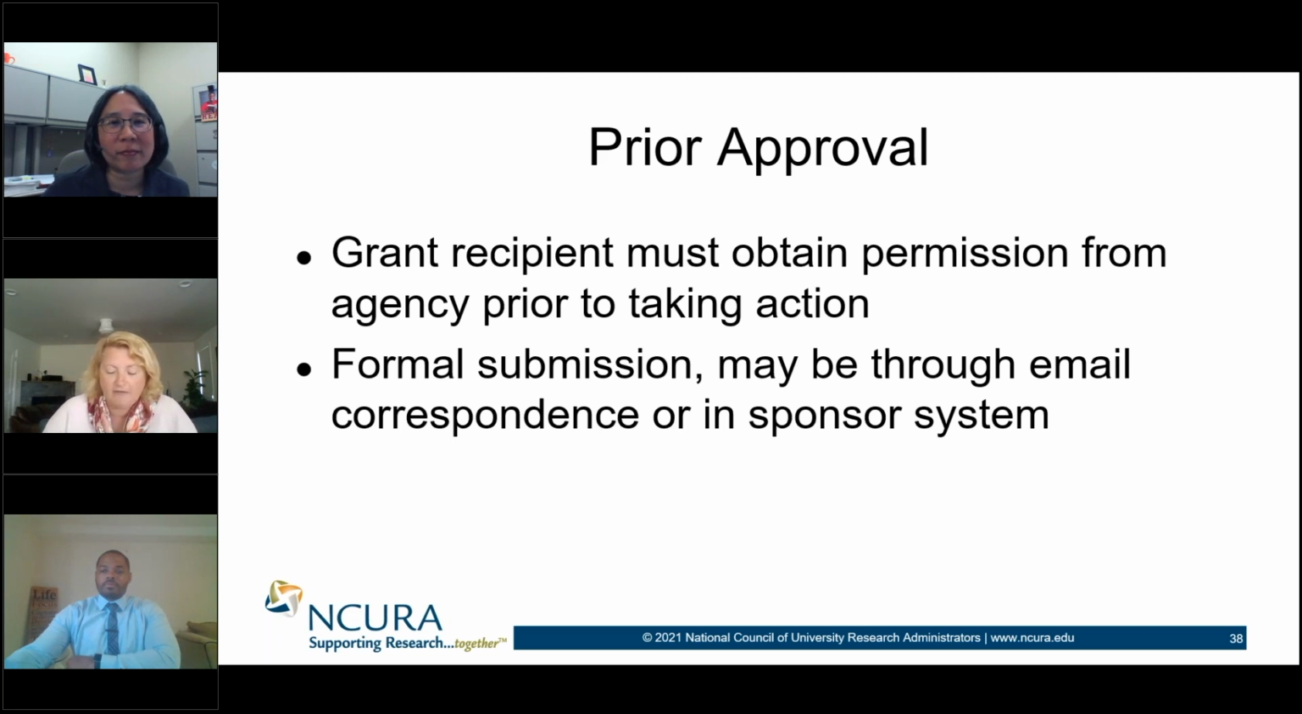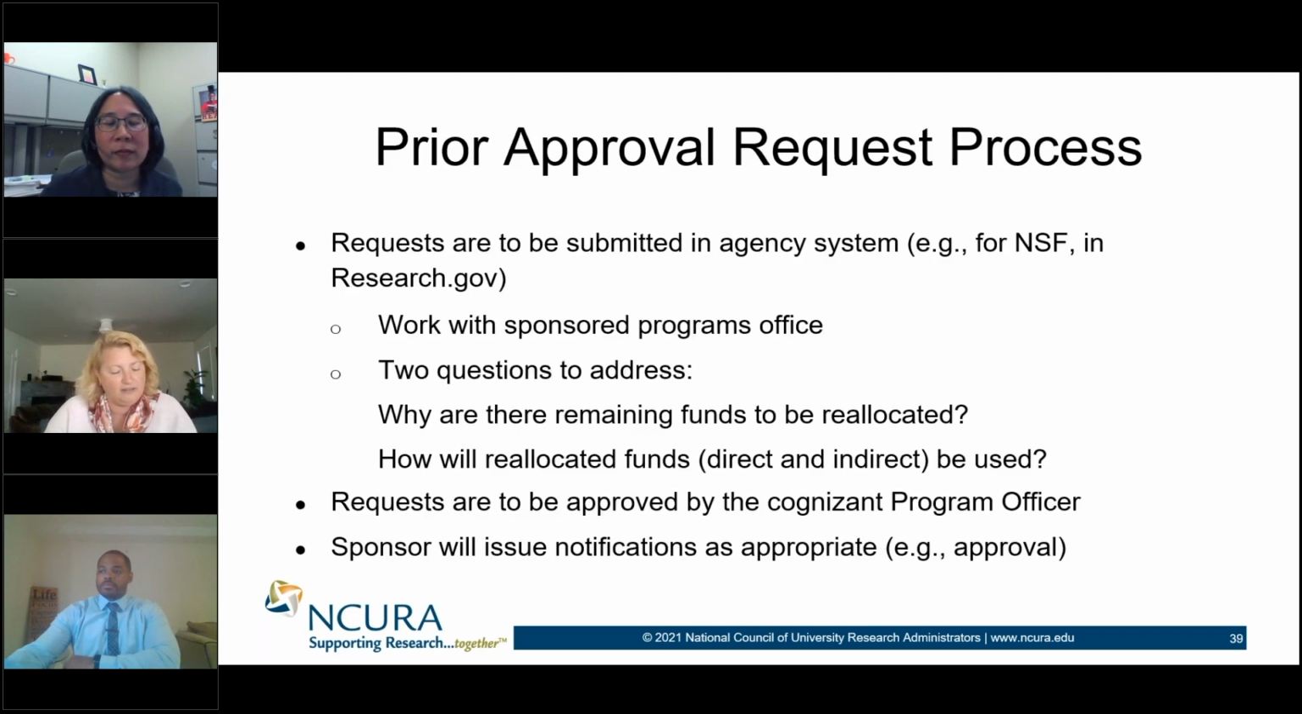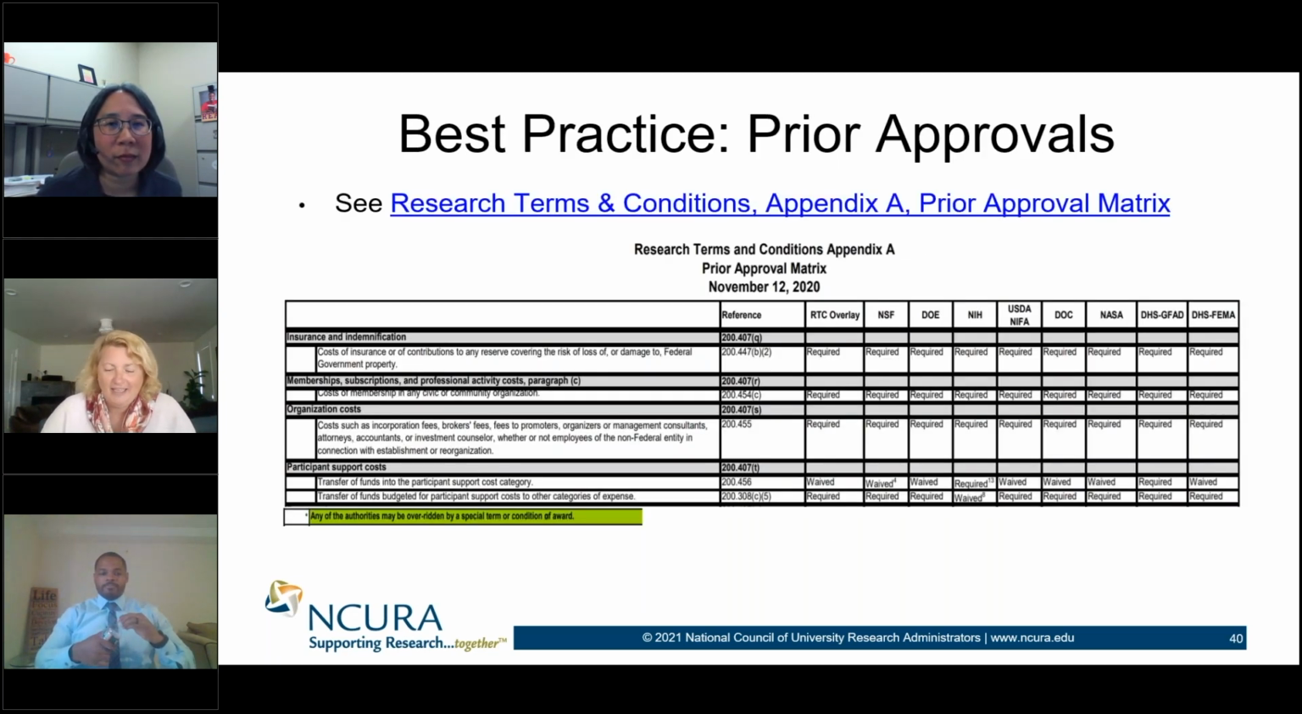Prior approvals play a very important role in the management of awards with participant support costs, and it is important to know when they're required throughout the project lifecycle. The next slide further details the prior approval process in general and for rebudgeting in particular. I will discuss situations where prior approvals are required and where not required for awards that contain participant support costs in the next 3 slides. Let's go to the next slide.